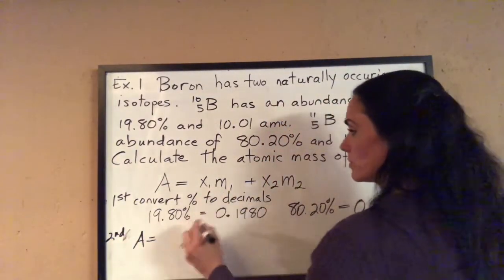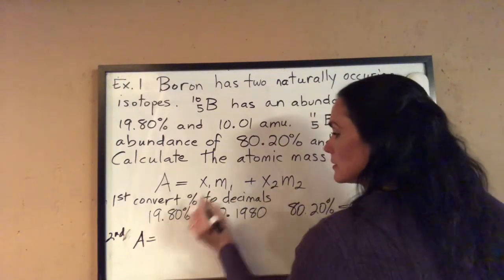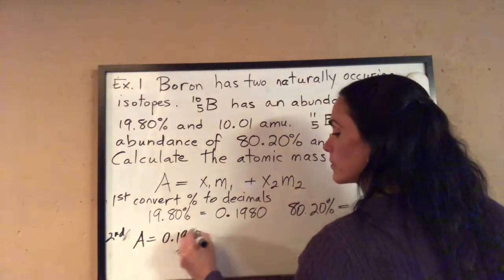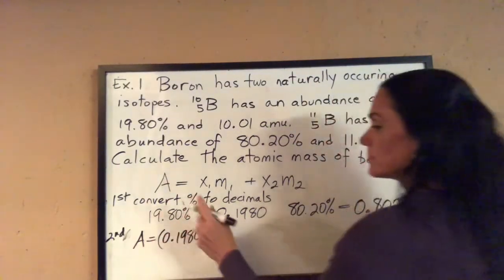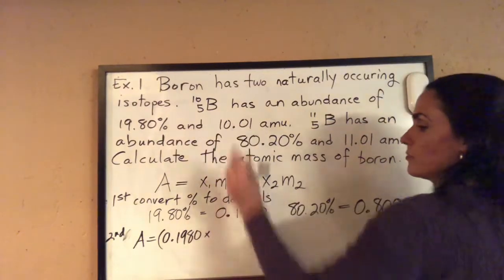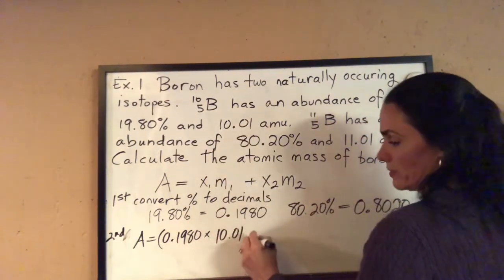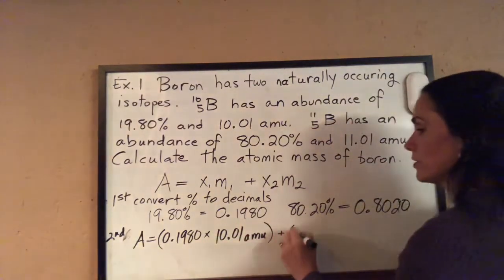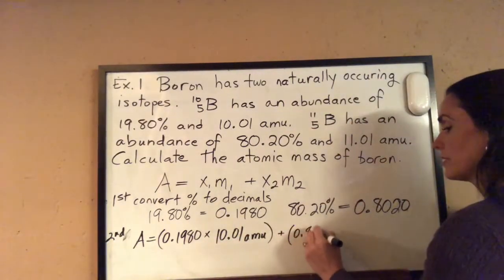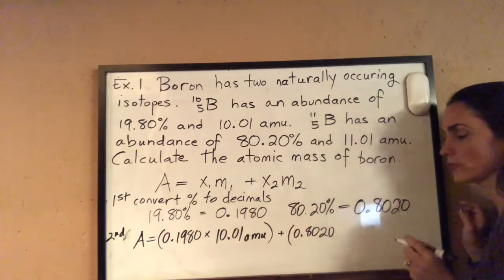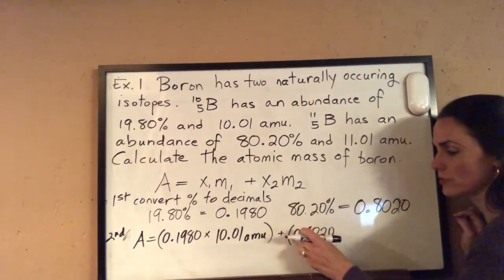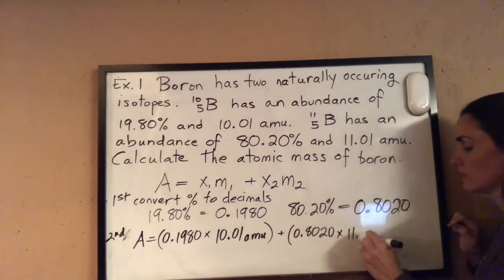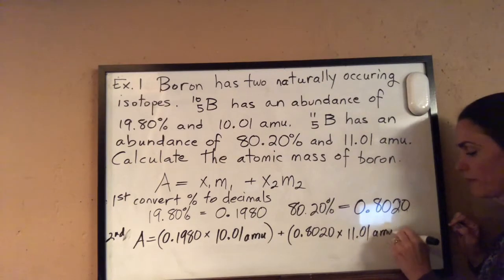First decimal equivalent, 0.1980, times the mass that goes with that isotope, 10.01 AMU. Your second isotope has an 80% abundance. The decimal equivalent from this exact percentage, 0.8020, and you need to make sure you multiply it by the correct mass.